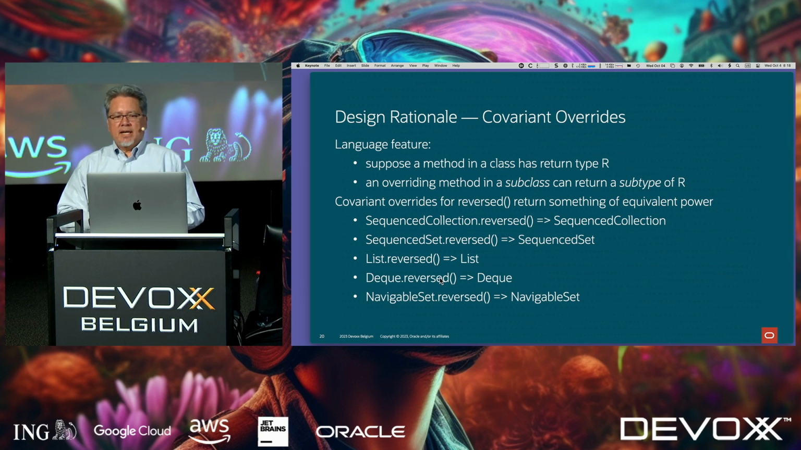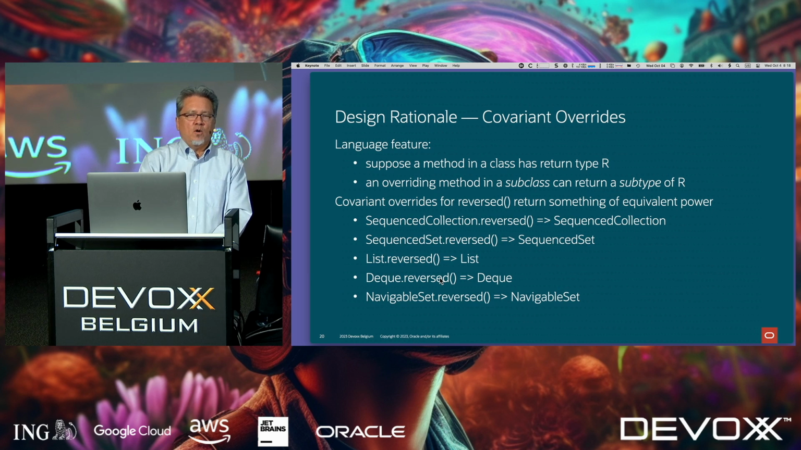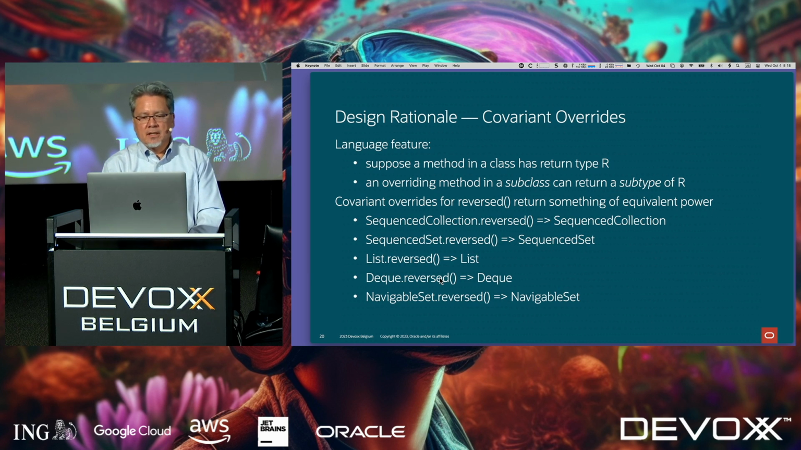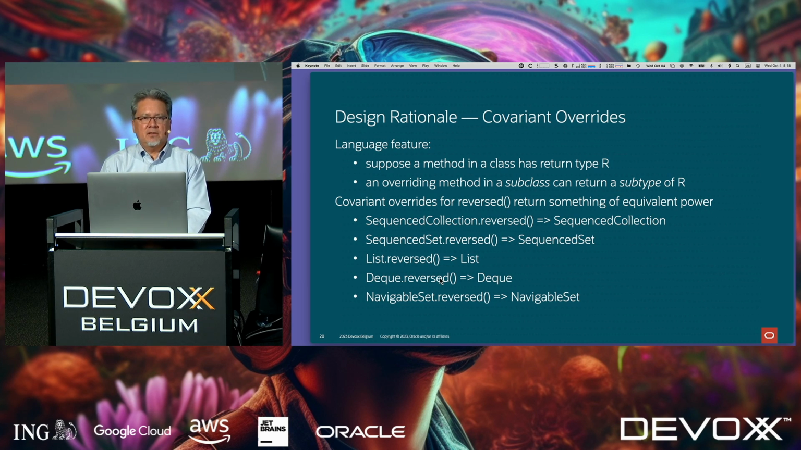Okay, covariant overrides. There's a language feature where if you override a method, you can return a subtype of the return type that the overridden method returned. We take advantage of this with the reversed method. If you have a sequenced collection and you call reversed, you get a sequenced collection. If you have a sequenced set and you call reversed, you get a sequenced set. Same with list, deck, and navigable set, and probably a couple others as well.